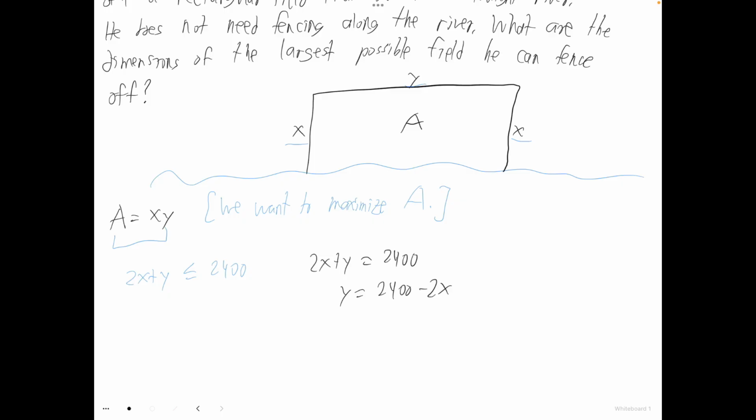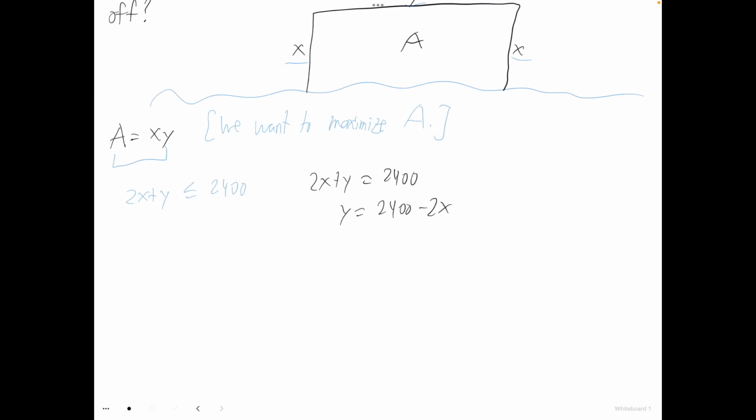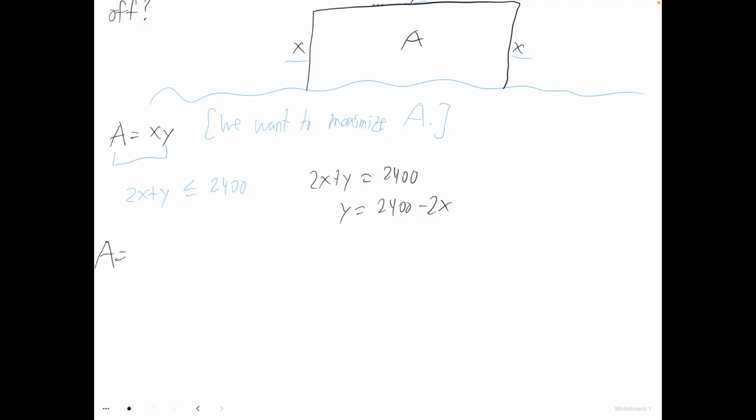And we're going to use that relationship to rewrite the equation for A in terms of just x. We know A equals x times y, but y equals 2,400 minus 2x. So we can rewrite A as 2,400x minus 2x squared. This gives us a relationship now only dependent on x for the value of A. This is step 5 that we were talking about before. It's just rewriting the thing we were trying to find the maximum or minimum of in terms of one variable.